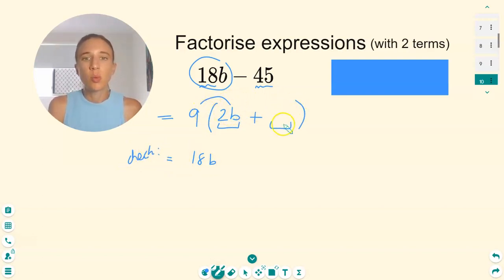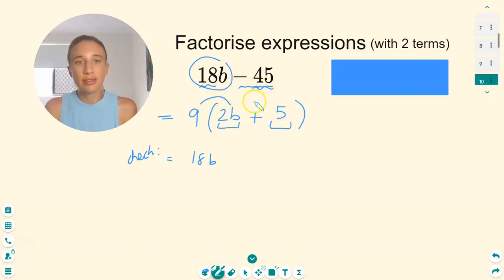9 times what number? 9 times what number gives me 45? We'll worry about the negative later. 9 times 5 gives me 45. 9 times what number gives me negative 45? Well, positive times a negative, so we change that sign, all right? And you can check. 9 times negative 5 is indeed negative 45.